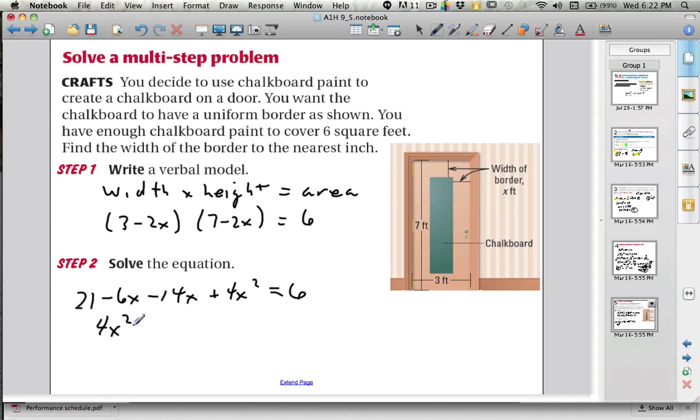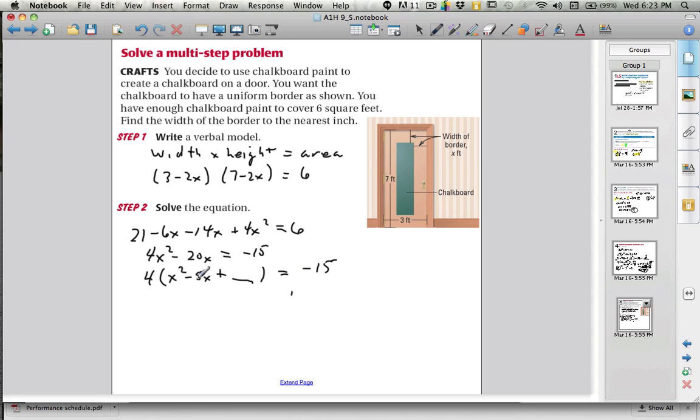So I'll have 4x squared minus 20x is going to be equal to 6 minus 21, so that's going to be negative 15. And now I need to get a leading coefficient of 1, so I'm going to factor a 4 out of this. So I have x squared minus 5x, and I know I need to add something to it. And that's going to equal negative 15.